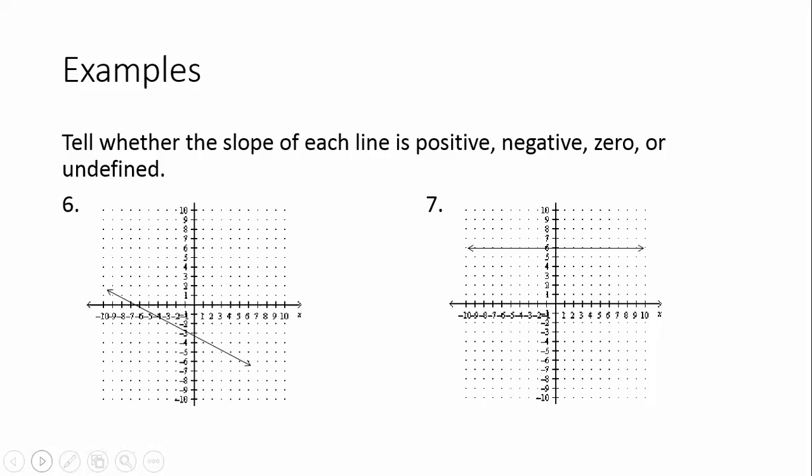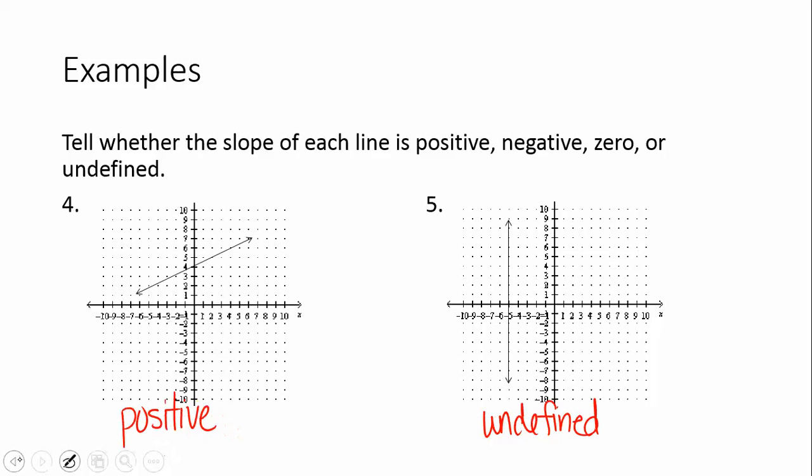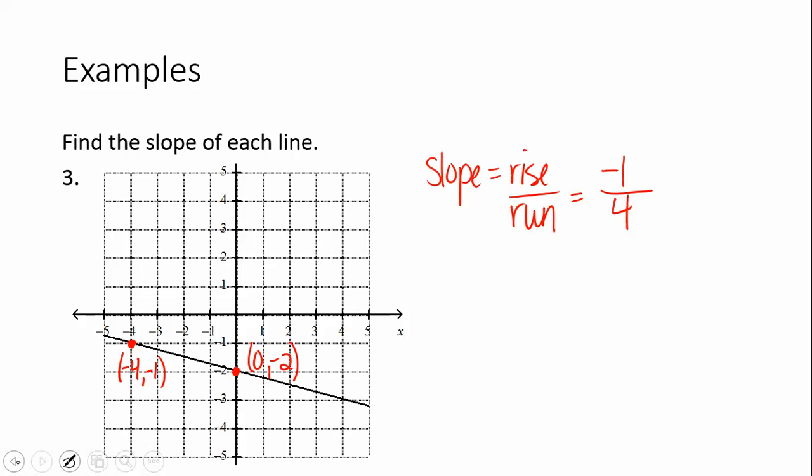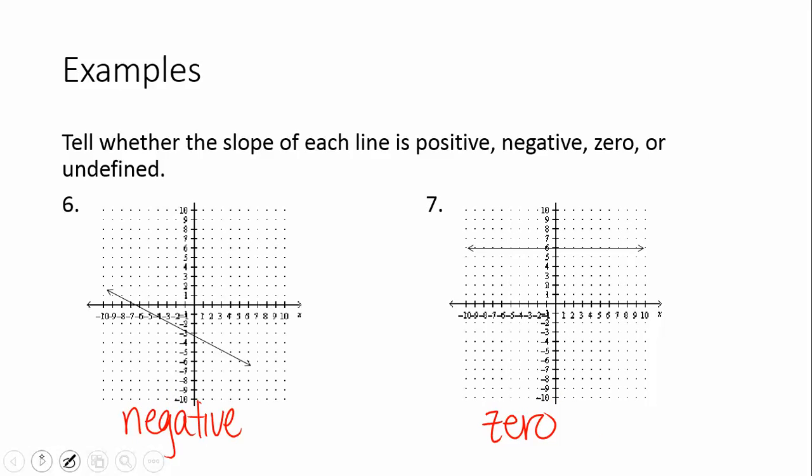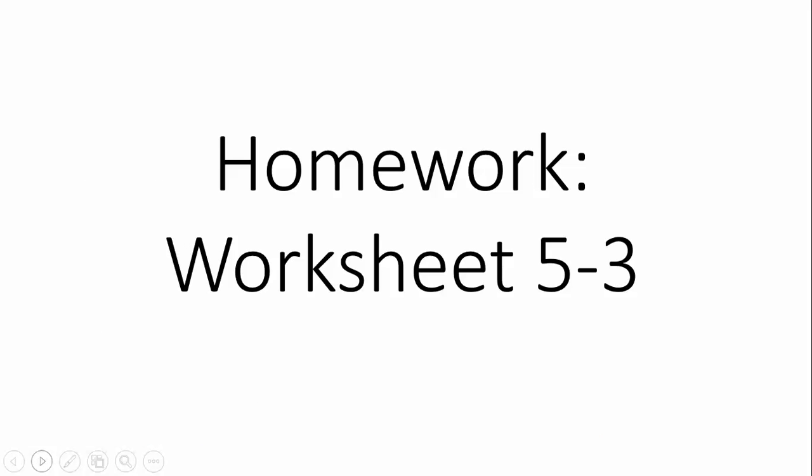Last two examples, we have a line now that's falling from left to right, so we're going downhill, so that's negative slope. And number 7, we have the horizontal line, which indicates 0 slope. If you look at example 6 again, and we go back to the one where we were calculating slopes, notice this line is falling from left to right, and it did in fact have a negative slope, -1/4. And in class, we'll work on worksheet 5.3.